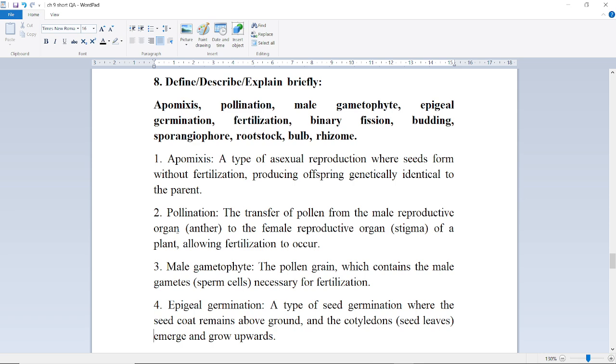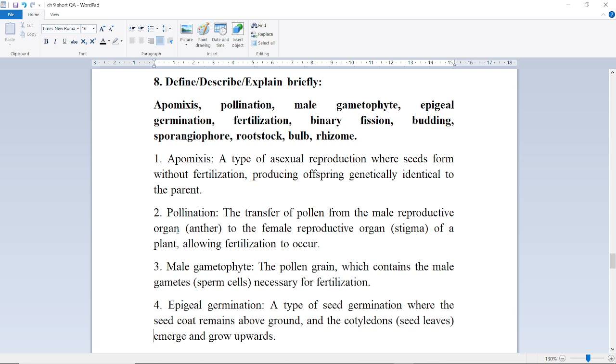फर्स्ट ऑफ ऑल हमारे पास आ जाता है apomixis, a type of asexual reproduction where seeds form without fertilization, producing offspring genetically identical to the parent. Next is pollination, the transfer of pollen from the male reproductive organ anther to the female reproductive organ stigma of a plant, allowing fertilization to occur. Next is male gametophyte, the pollen grain which contains the male gametes, sperm cells necessary for fertilization.